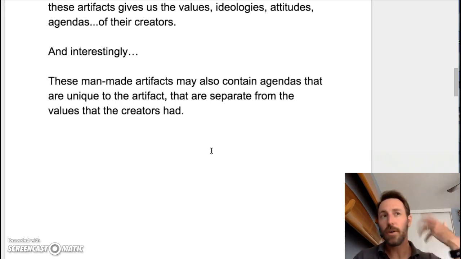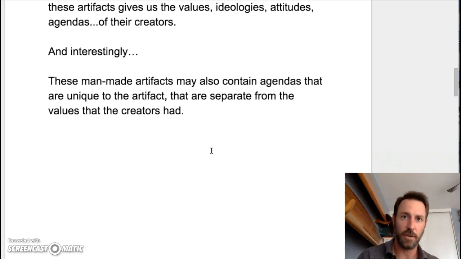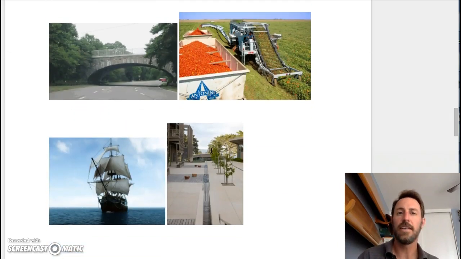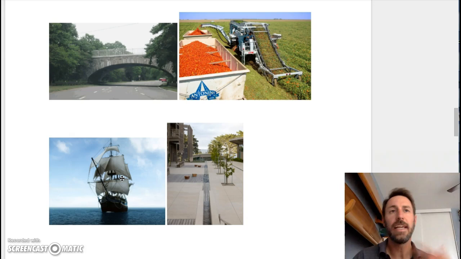And so now we're going to start to look at these objects and think about how these objects actually participate in the conversations that we have. In the article, you'll see that he talks about examples like overpasses and tomato harvesters and school plazas and even ships. And for him, he doesn't just talk about these kind of superficial right-handed world sorts of agendas. He talks about more profound agendas, about arrangements of power and positionality. He talks about class division. And that's what I'm interested in you starting to see.